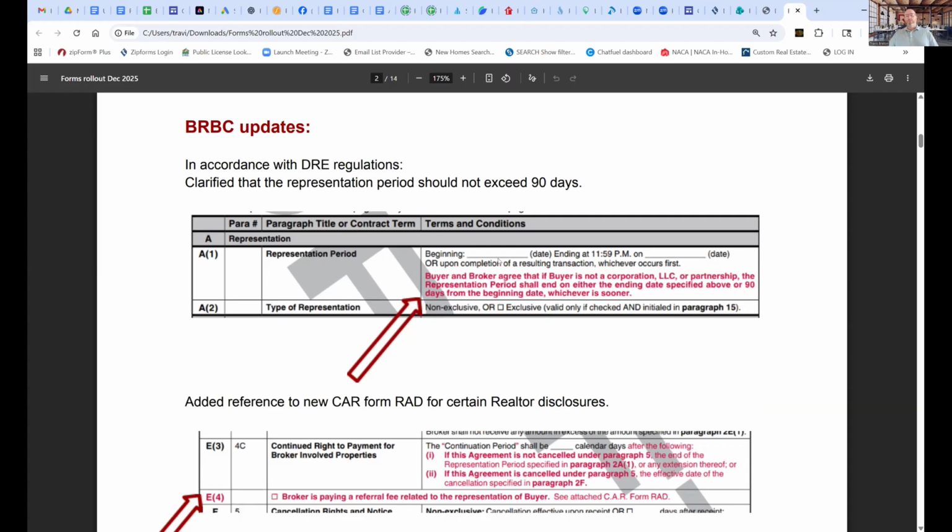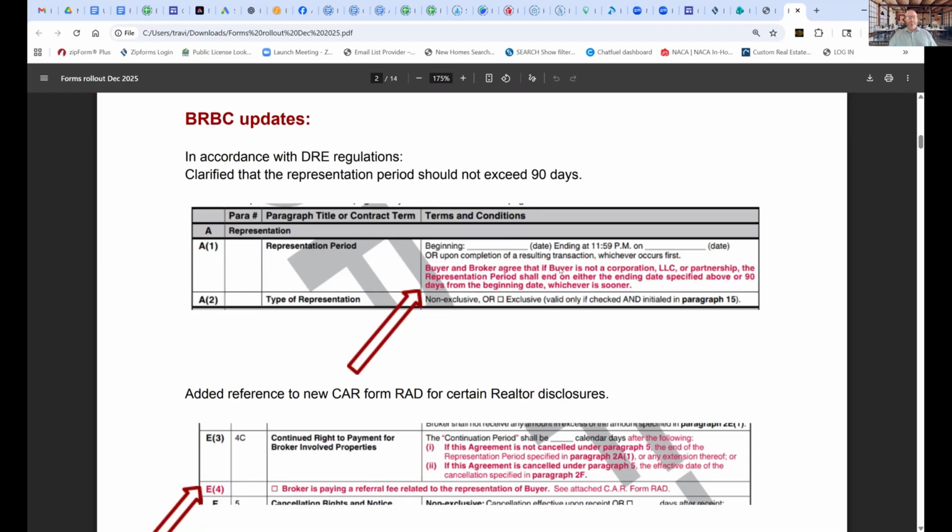So when you're doing your term here for the buyer representation agreement or the PSRA, if you use that one, the property showing agreement, you are going to do beginning date, whatever that is, and then no longer than 90 days past. If you do 91 days, your BRBC is void and you could not be entitled to compensation. So be sure to count those days properly when you're doing these.